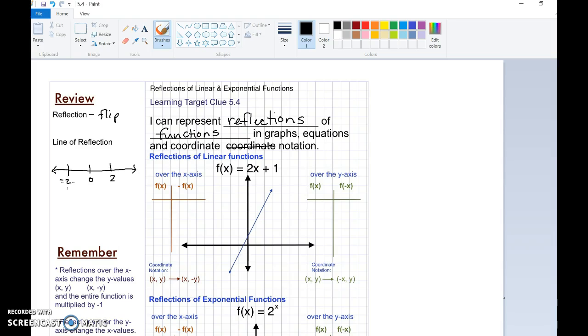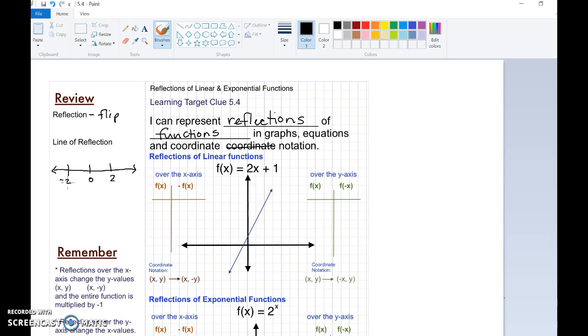So when we want to reflect a linear function, we can reflect it over any line we want. But for this clue, we're just going to be talking about reflecting over two main lines. The first line is over the x-axis, and the second one is over the y-axis. And we're going to see how that changes not only the shape of the graph, but also how the points change and what the equation looks like. All right, so we're going to be looking at it in graphs and equations, and then we'll end up saying what happens using coordinate notation.